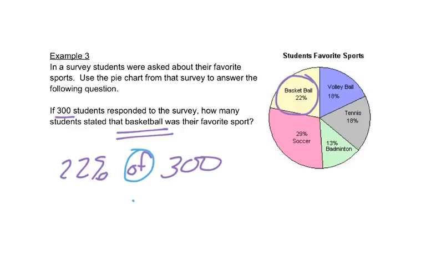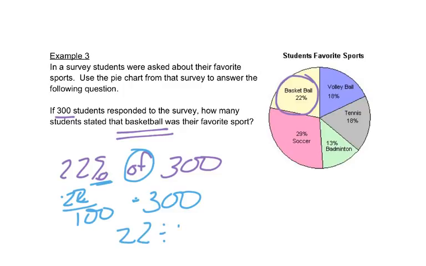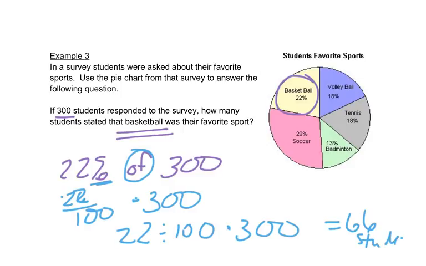So again, we've talked about how of means multiply. And we'll talk more about percents in a little bit. But in order to do this problem, we need to change this percent to a decimal. So we're going to do 22 divided by 100 and then times 300. That's because percent really means out of 100. So you can type this all into your calculator at the same time. 22 divided by 100 times the 300, and we get 66 students.